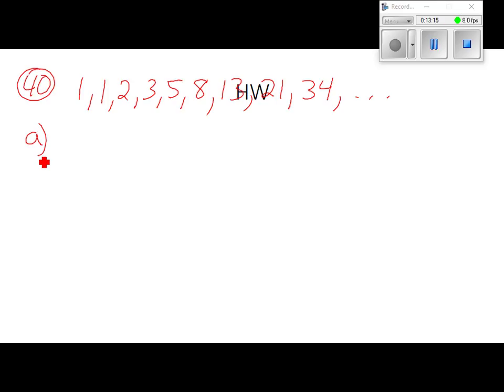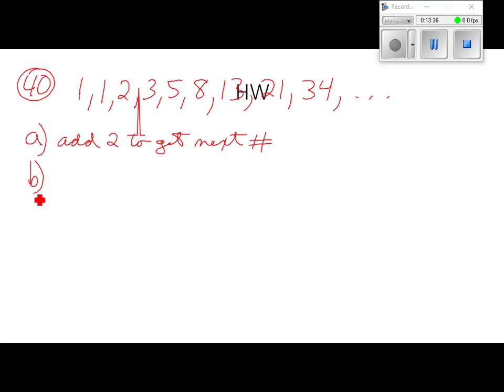What's part A ask us? I think that's what it asks us, isn't it? What is the pattern? Make a conjecture about each of the Fibonacci numbers after. So add 2 to get the next number. Is that a conjecture? Yeah.